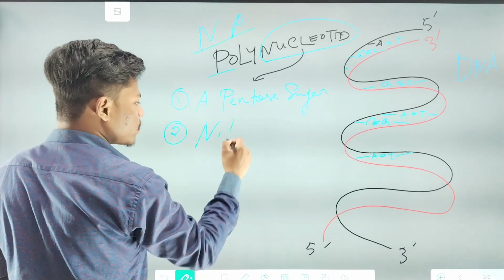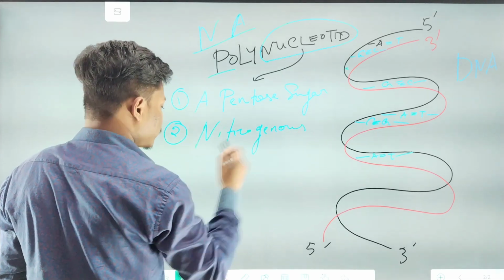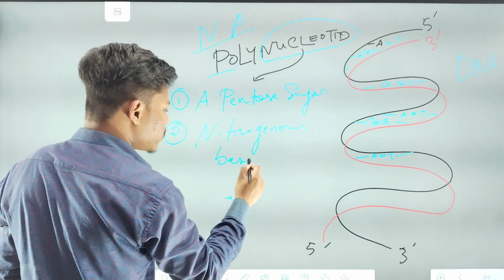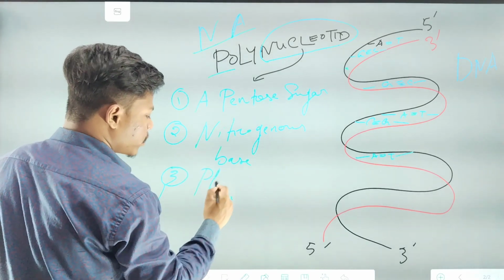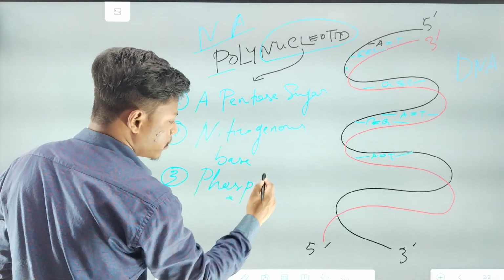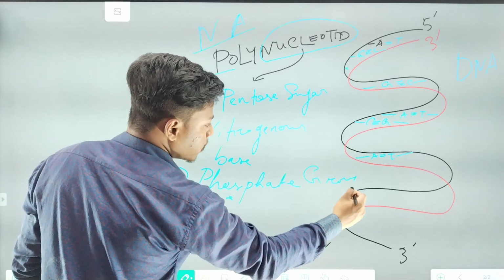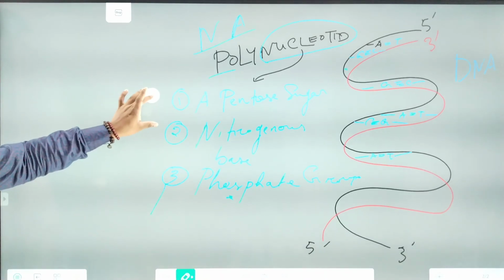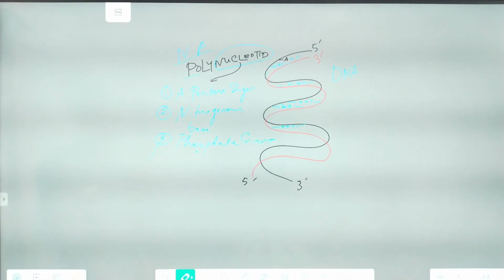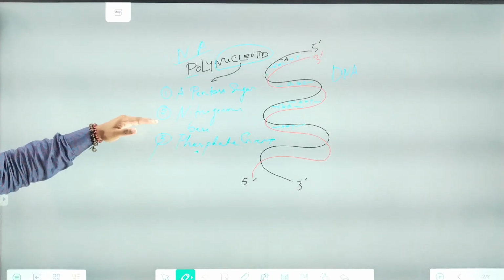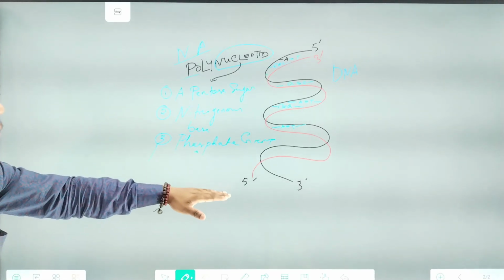nitrogenous base, okay, and a phosphate group, nitrogenous base and phosphate group, okay. These three things will form a nucleotide: a nitrogenous base, a pentose sugar, okay, and a phosphate group, okay.